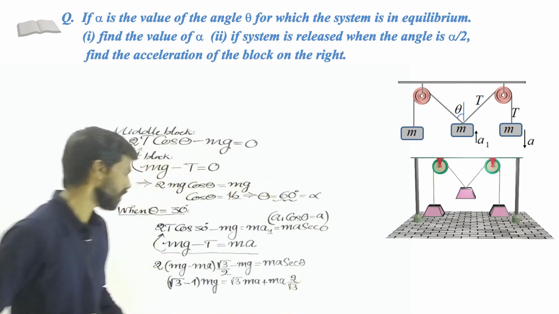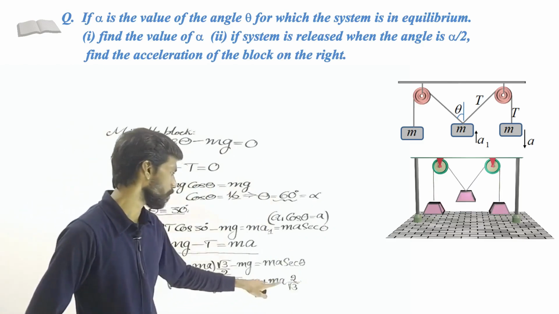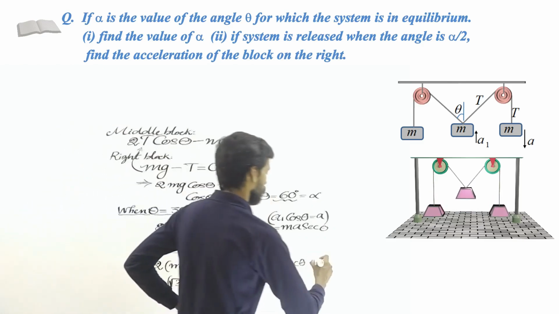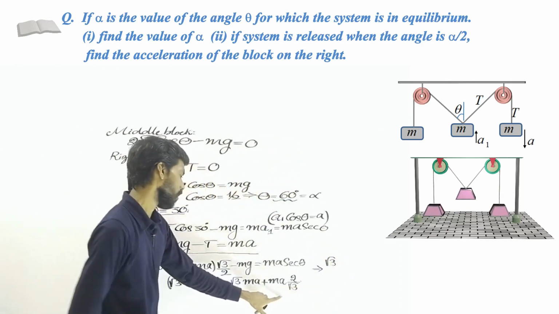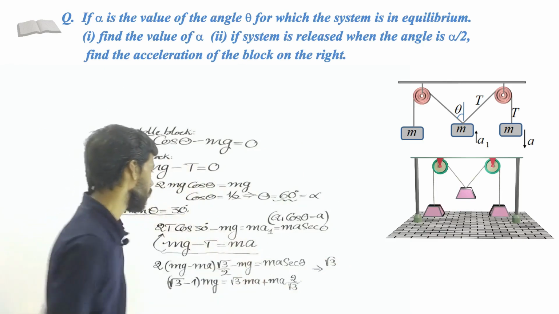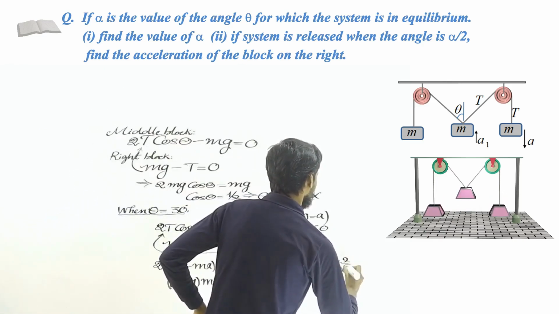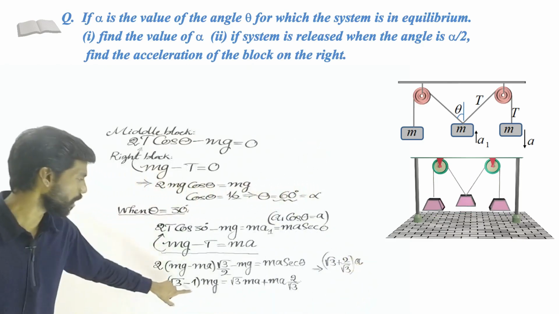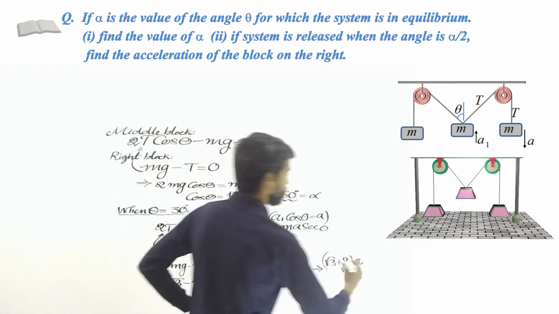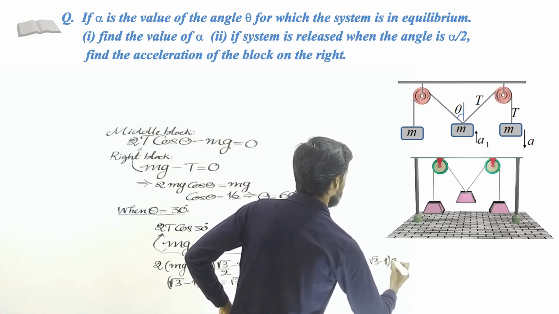So that's all. This will give you our required acceleration. This m gets cancelled. So it is root 3 plus 2 by root 3 multiplied by a, so that equals root 3 minus 1 multiplied by g.